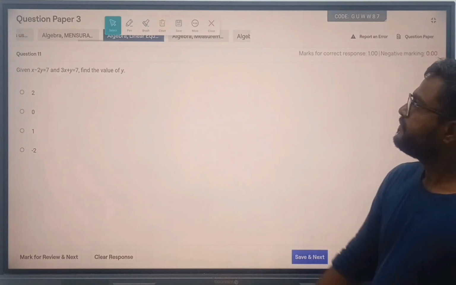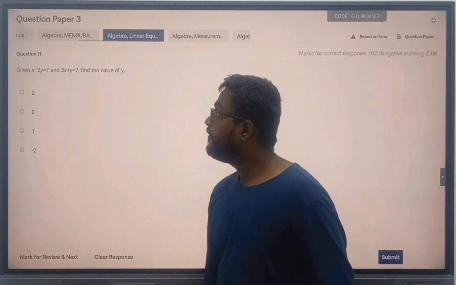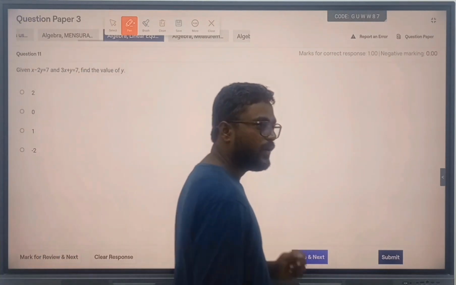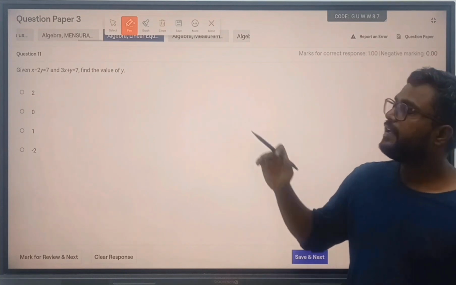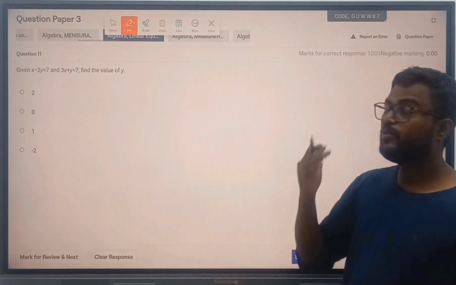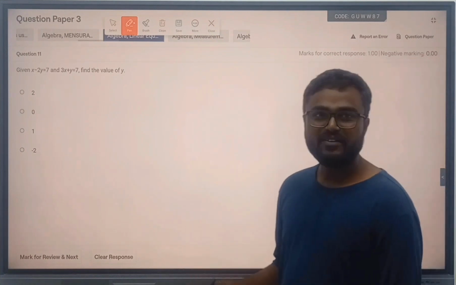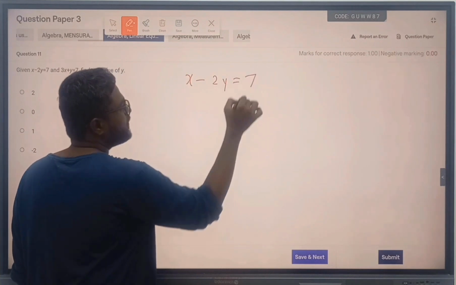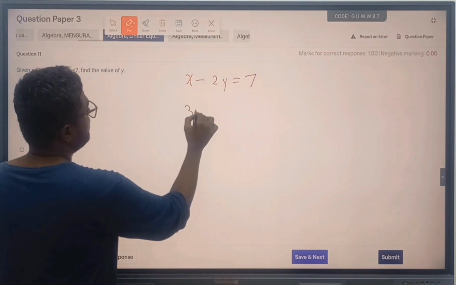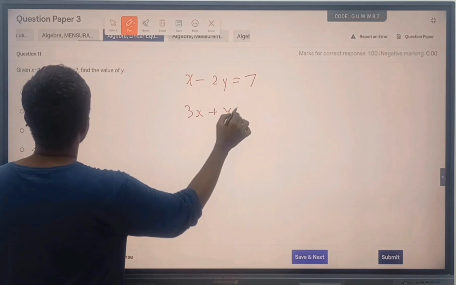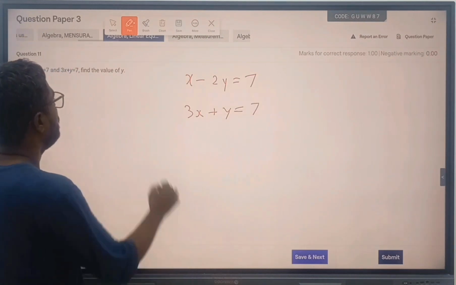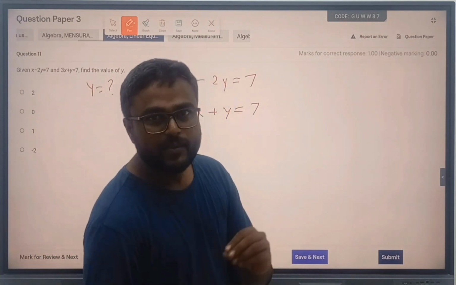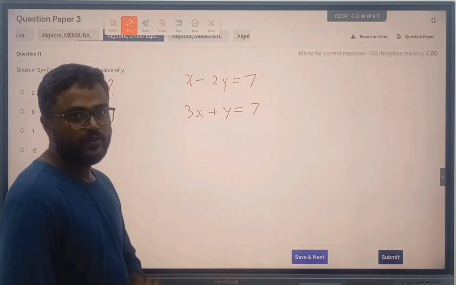Okay. Now, the next question is: given x minus 2y is 7 and 3x plus y is also equal to 7, then find the value of y. Let me write it down for you now. x minus 2y is equal to 7 and 3x plus y is also equal to 7. So the first thing I can do is substitute the value of x into the equation.